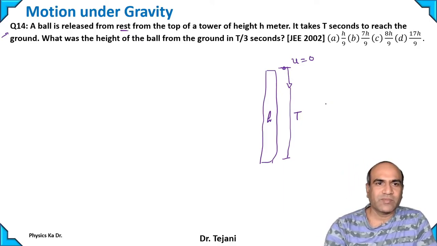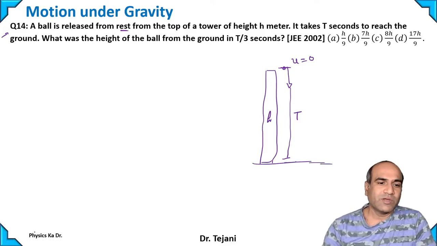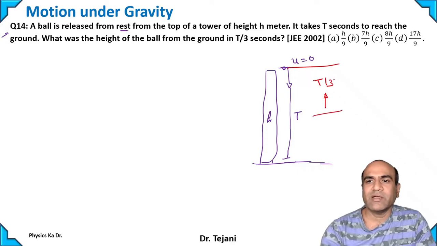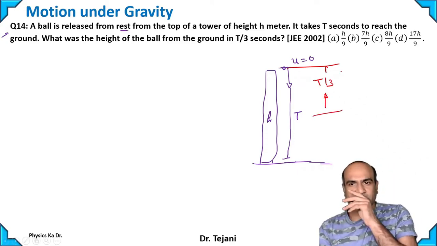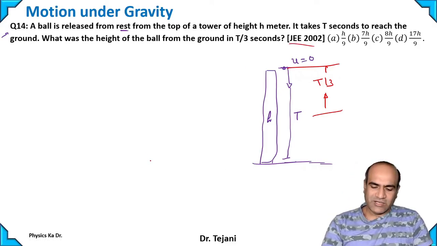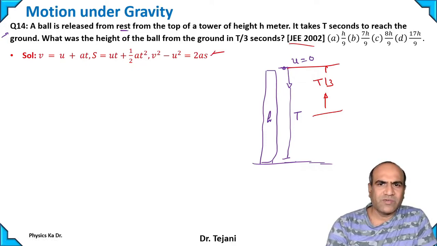Now it is asked: what is the height of the ball from the ground when the time taken is t by 3 seconds? If the time taken is t by 3, what is the height from the ground? That we need to find, and that was asked in JEE 2002.